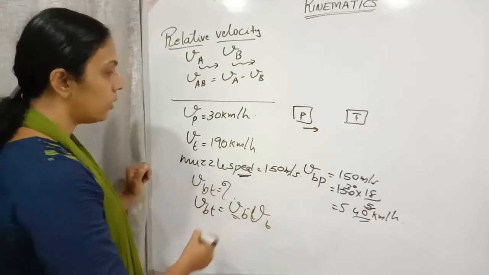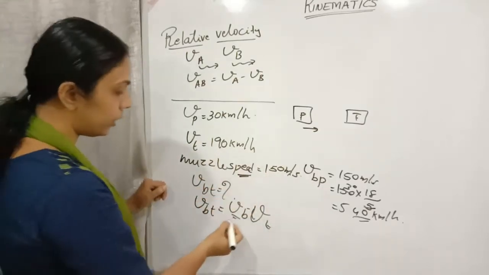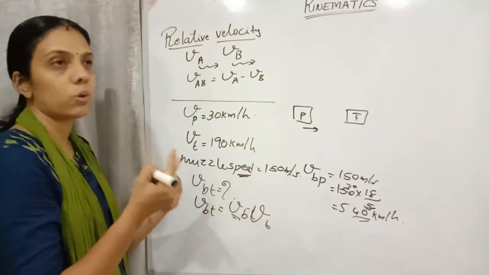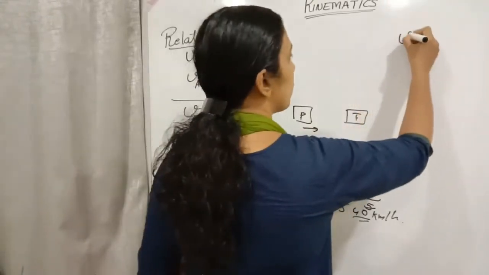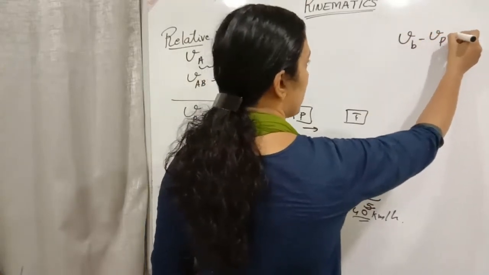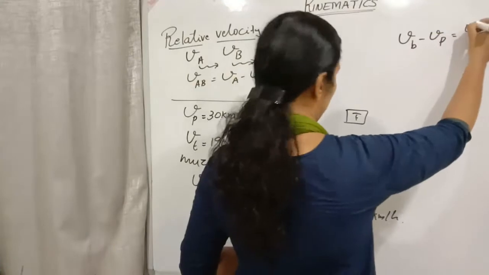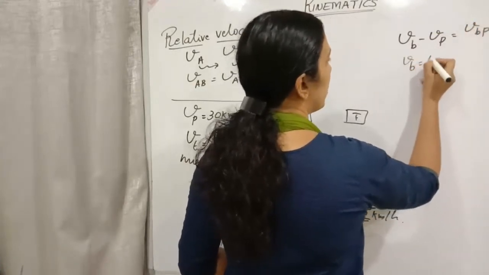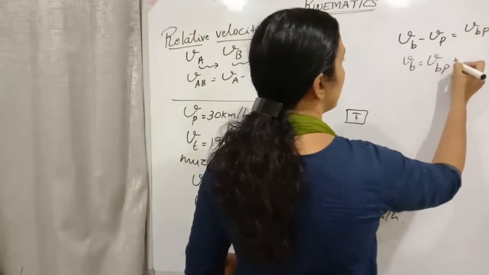Now we don't have the velocity of the bullet. So first our aim is to find the velocity of the bullet. The velocity of the bullet minus the velocity of the police van will be equal to VBP. So VB will be equal to VBP plus VP.